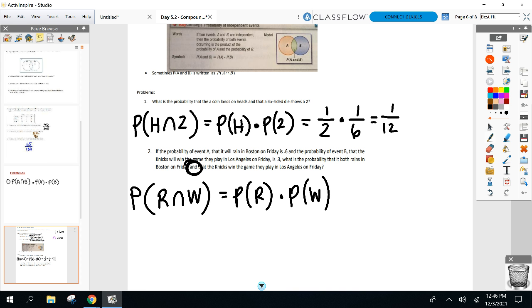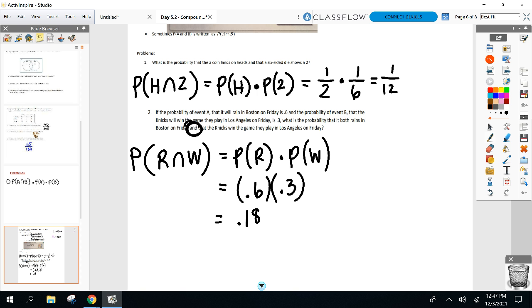Okay, rain, 0.6. Win, there it is. That's all there is to this one. And we got 0.18. Just so you get some context here, that means 18%, remember. Usually we don't see much probability with decimals, but that's an 18% chance that both happen.